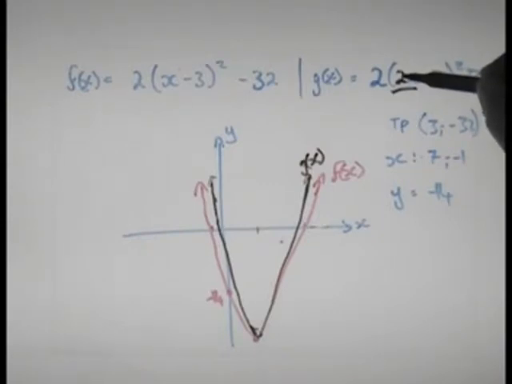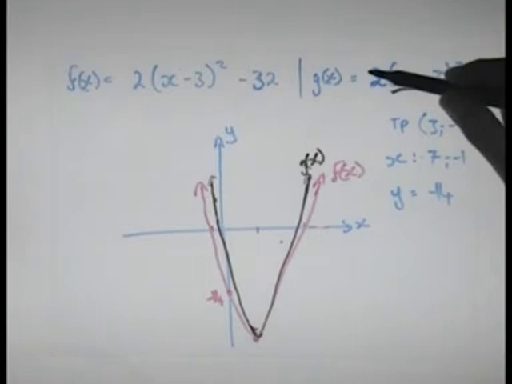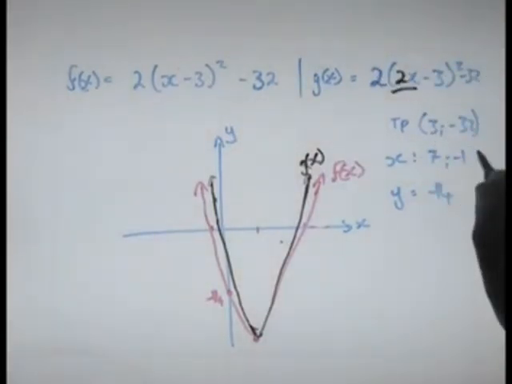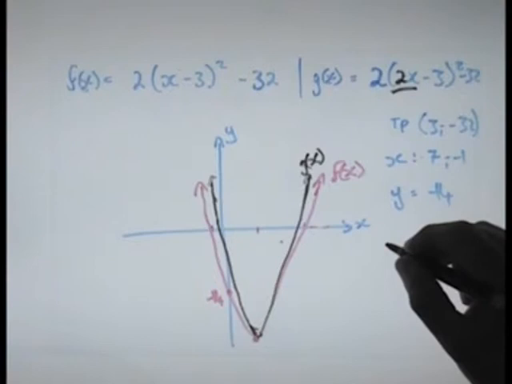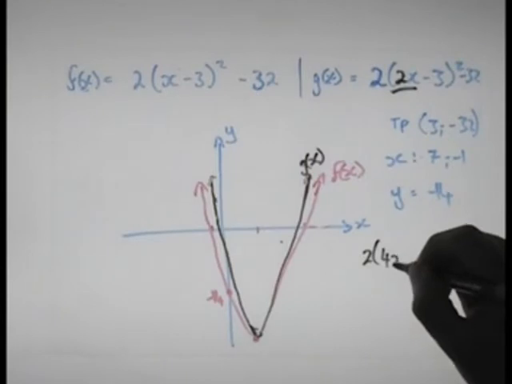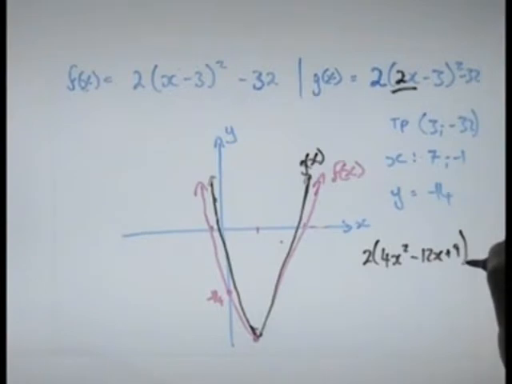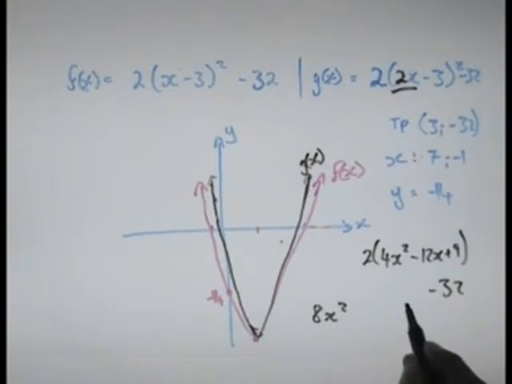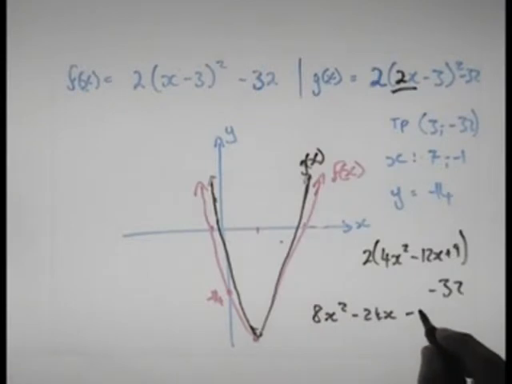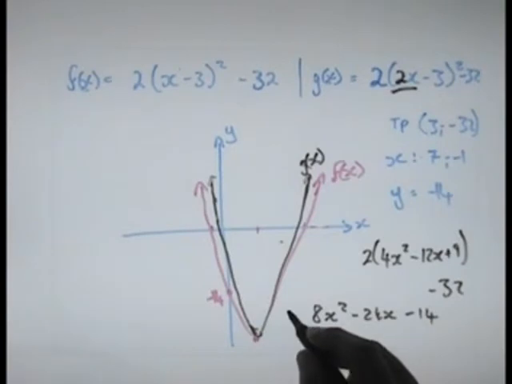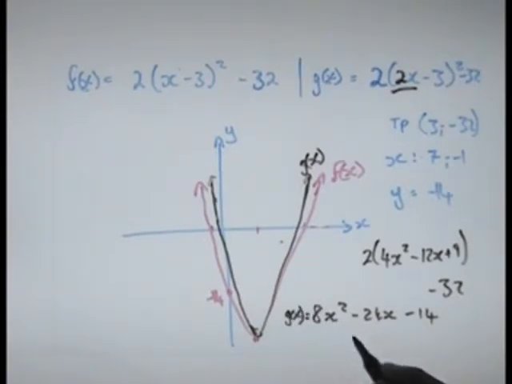That is a slight problem. Let's first multiply this out. 2x minus 3 all squared, that's going to give me 2 times 4x squared minus 12x plus 9 minus 32, which is going to give me 8x squared minus 24x plus 18 minus 32 is minus 14, and that's what g of x is effectively equal to.